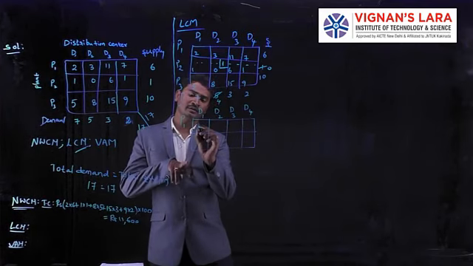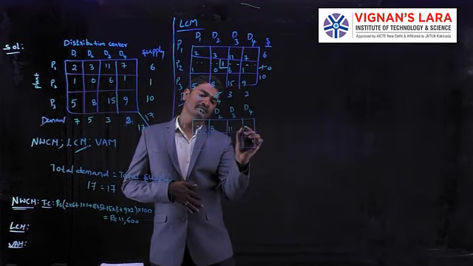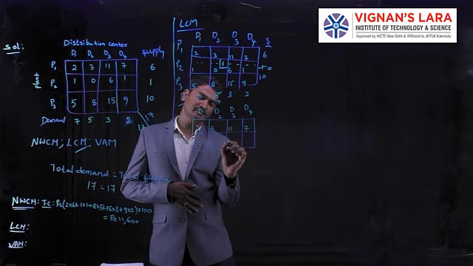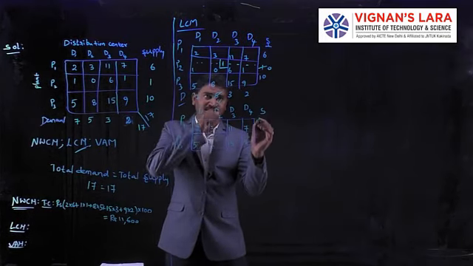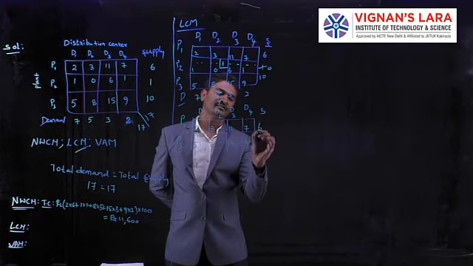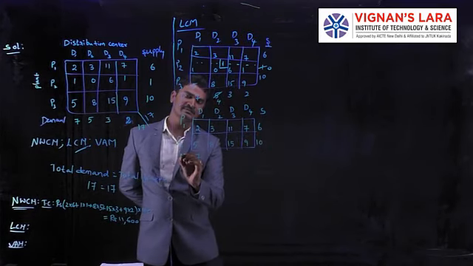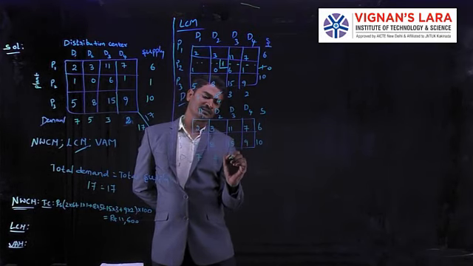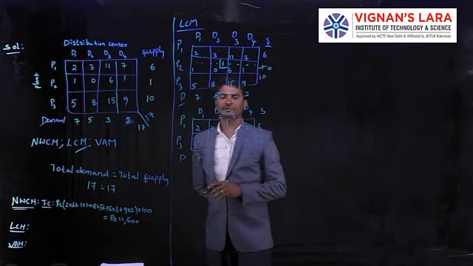Here the unit costs are 2, 3, 11, 7, 5, 8, 15, 9. The supplies are 6, 10. The demands are 7, 4, 3, 2. Okay. Again we are going to identify the least cost.